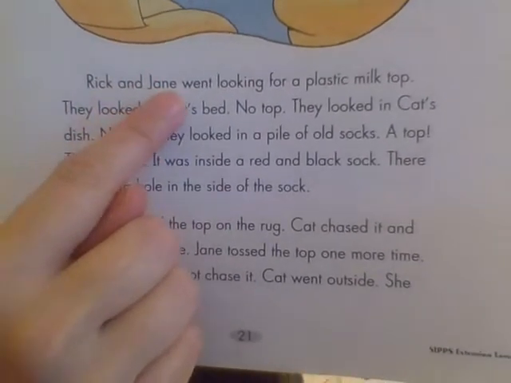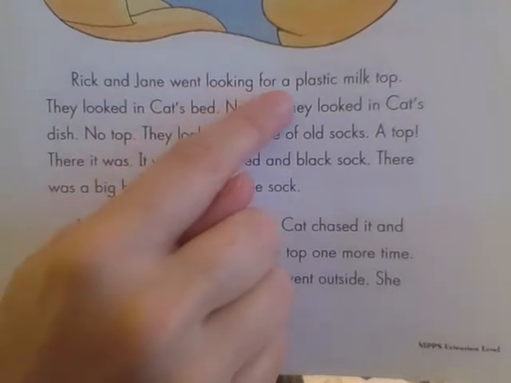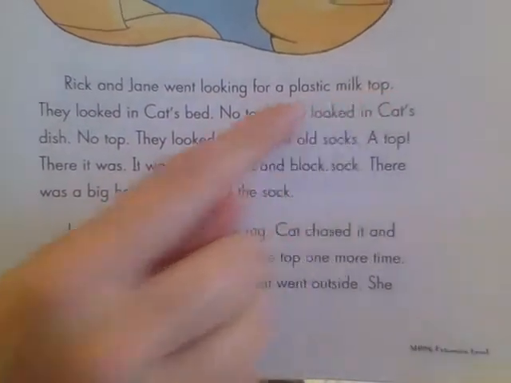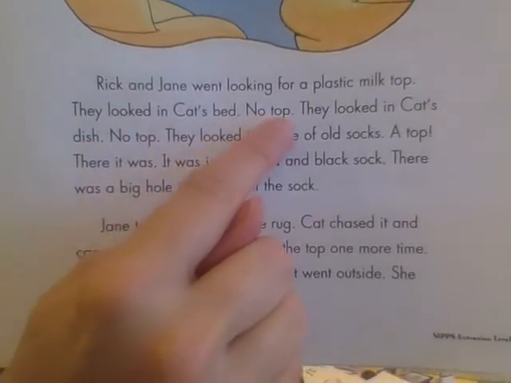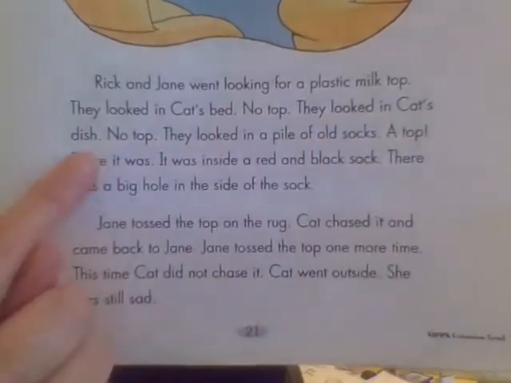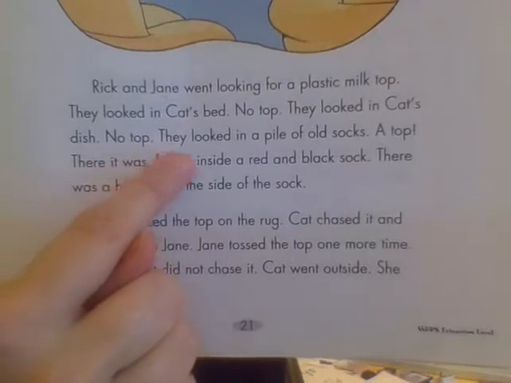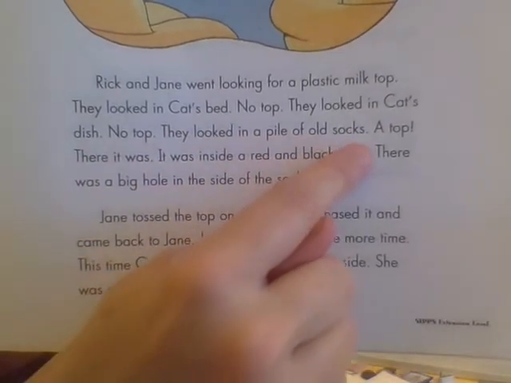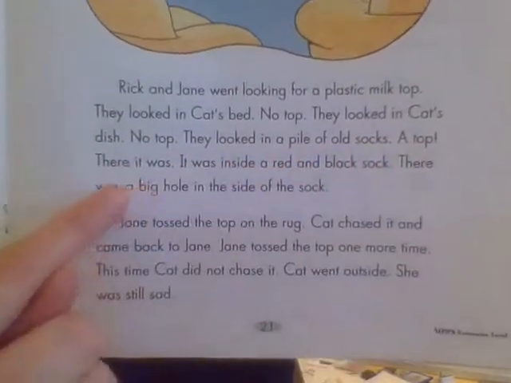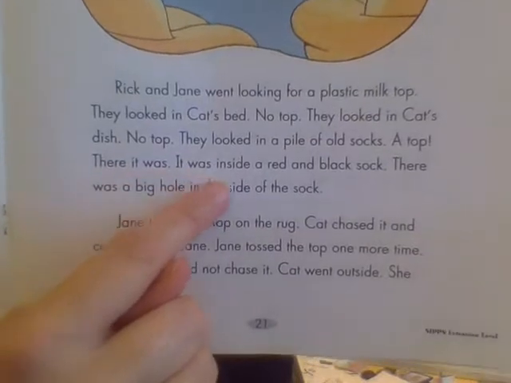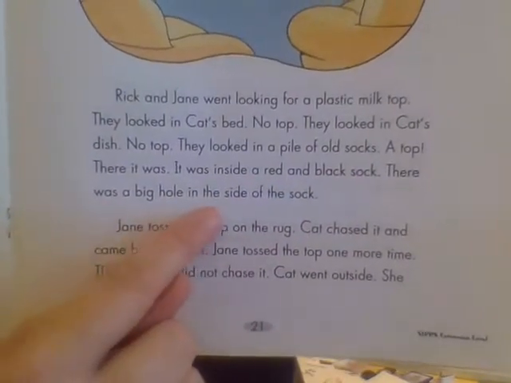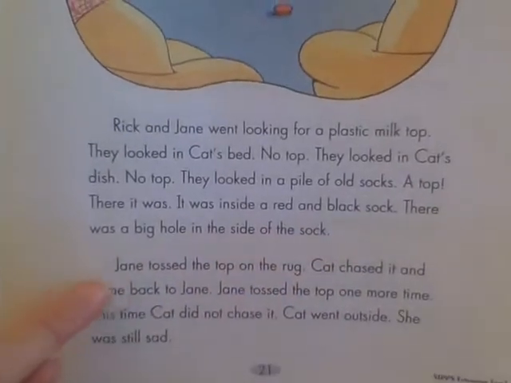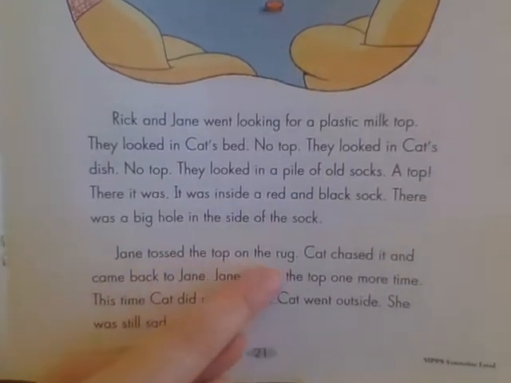Rick and Jane went looking for a plastic milk top. They looked in Cat's bed. No top. They looked in Cat's dish. No top. They looked in a pile of old socks. A top. There it was. It was inside a red and black sock. There was a big hole in the side of the sock. Jane tossed the top on the rug.